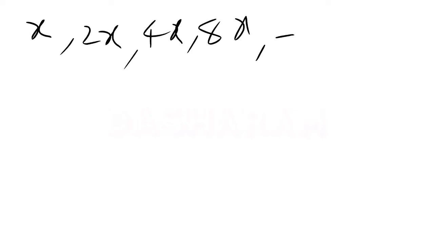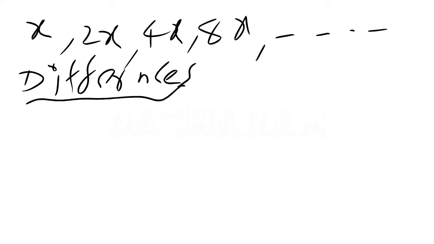So let's write the list of the numbers. At the beginning, x chocolates. After 1 minute, 2x chocolates. After 2 minutes, 4x chocolates. After 3 minutes, 8x chocolates. So this is a list of numbers. Let's verify whether these numbers form an AP or not. First we have to find out the differences.